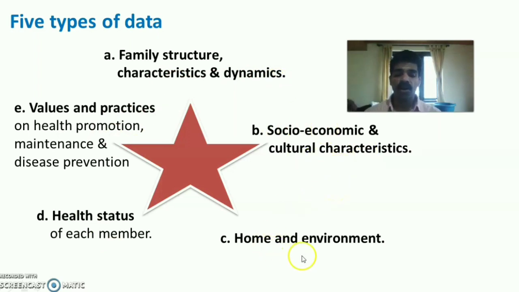characteristics of the family, home and environment of the family, that is inside the home and outside the home, that is their environment, health status of each family member, that is health needs and health problems, current and past, then values and practices followed by the family members on health promotion, health maintenance and disease prevention in the family. Let us discuss in short about the 5 types of data.